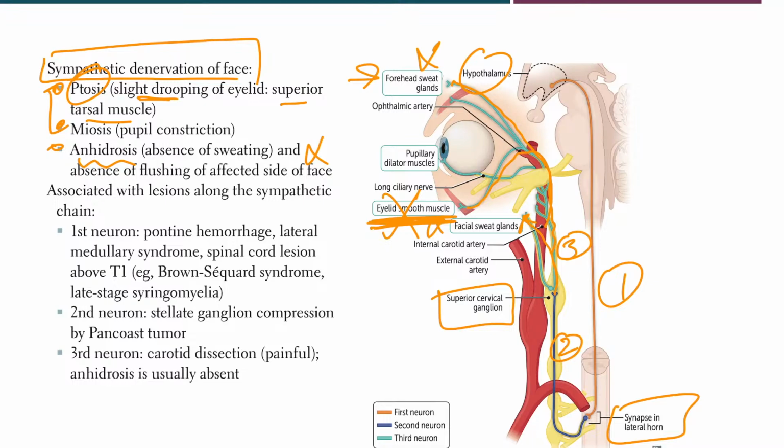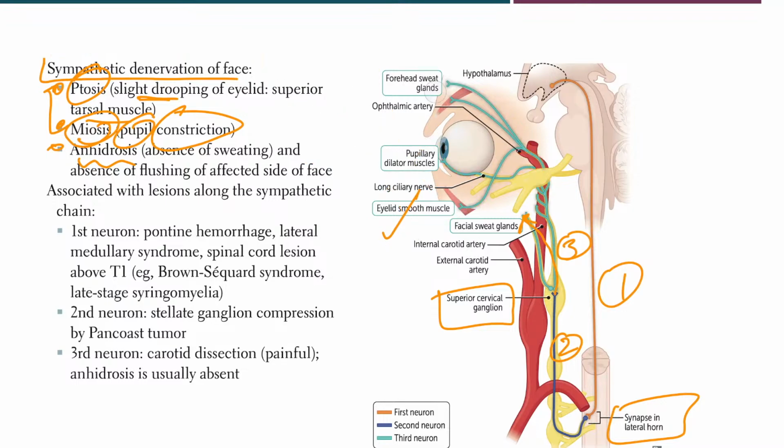And lastly, look, it's innervating the pupillary dilator muscle. What were they doing? They were dilating the pupil, right? They were increasing the pupil size. That is exactly what we talk about in mydriasis. Pupillary dilator muscle increases pupil size. But now when you knock this out, you are going to get miosis, which is pupil constriction. Simple.